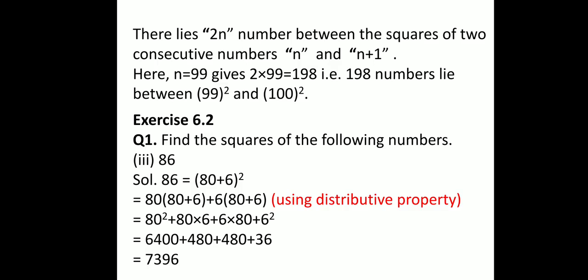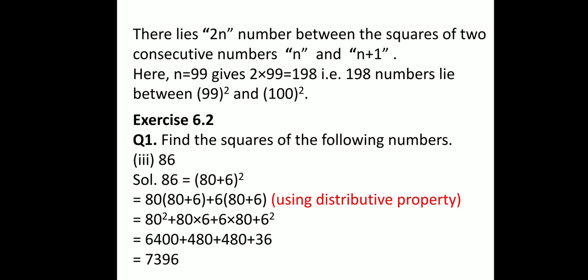We have learned this property in the previous chapter, chapter number 1, rational numbers. So we are supposed to use the same property to find the square of the following numbers in all the parts of this question. Now 86 can be written as (80 + 6) whole square, or it can be written as 90 minus 4, which will give you 86. So (90 - 4) whole square can also be written.